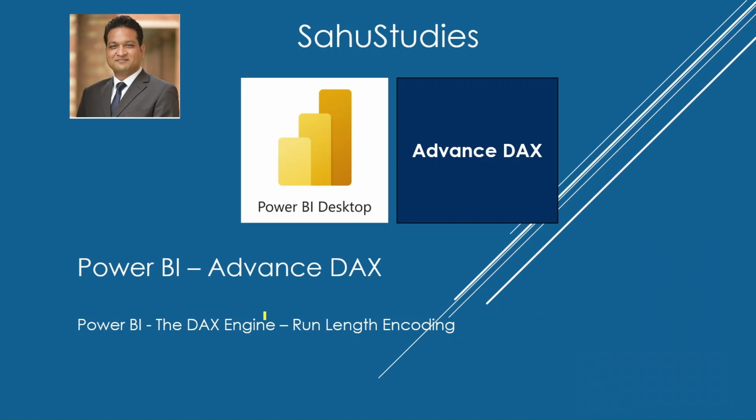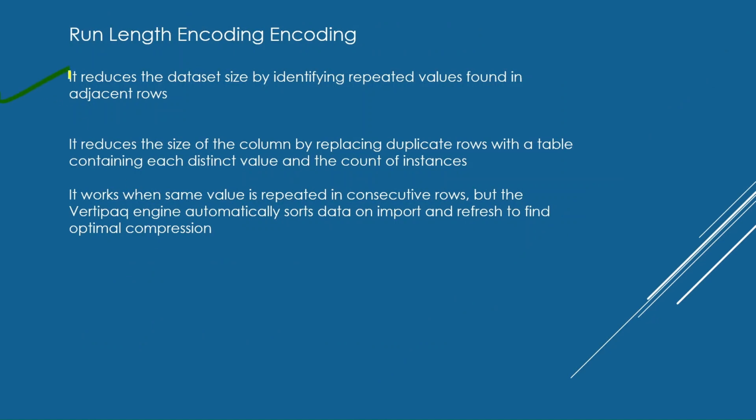In this video, we are going to discuss run length encoding in Power BI. Run length encoding reduces the data size by identifying repeated values found in adjacent rows. This kind of encoding is very useful whenever we have a data set where, for a particular column, the adjacent values are duplicates. With the help of run length encoding, we can reduce the data size of such values.